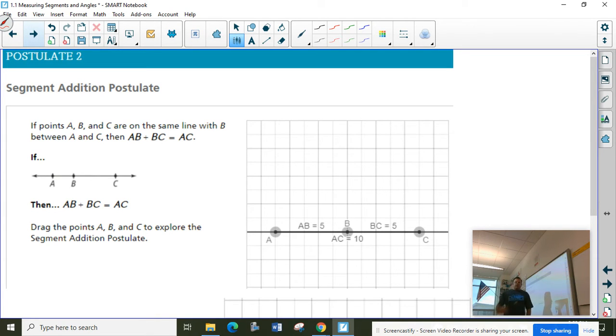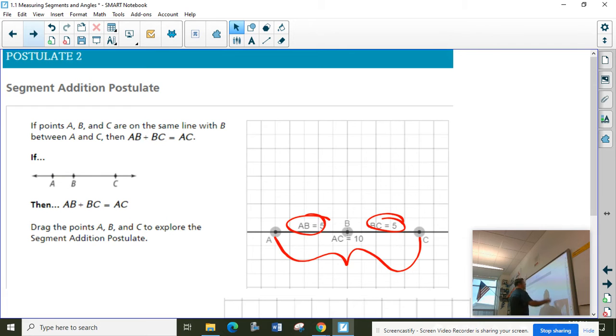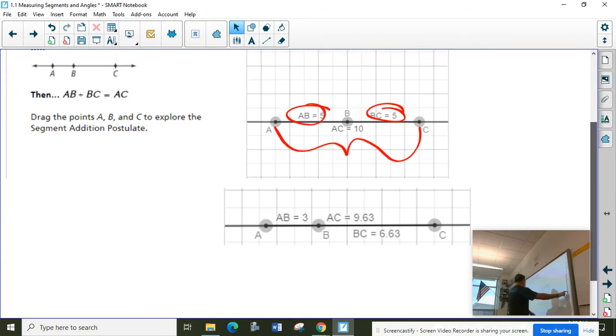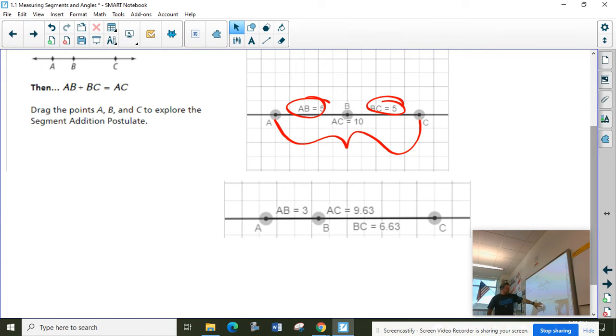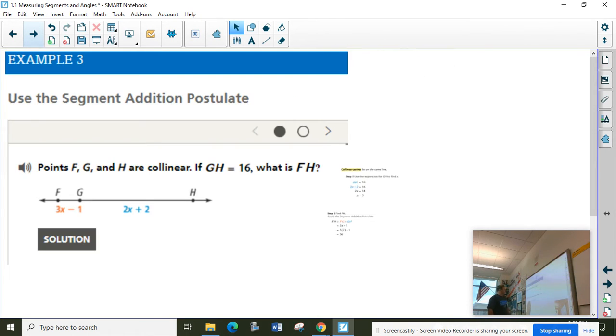Segment addition postulate. What is the segment addition postulate? It's adding 2 segments together, right? Now, you can also sometimes subtract. We'll get into that, but adding 2 segments together to get the whole thing. That's it. Segment addition postulate. Go ahead and write down this information here. You got another one here. You got 3, 6.63. The whole thing is 9.63. Add them together, so we're good.